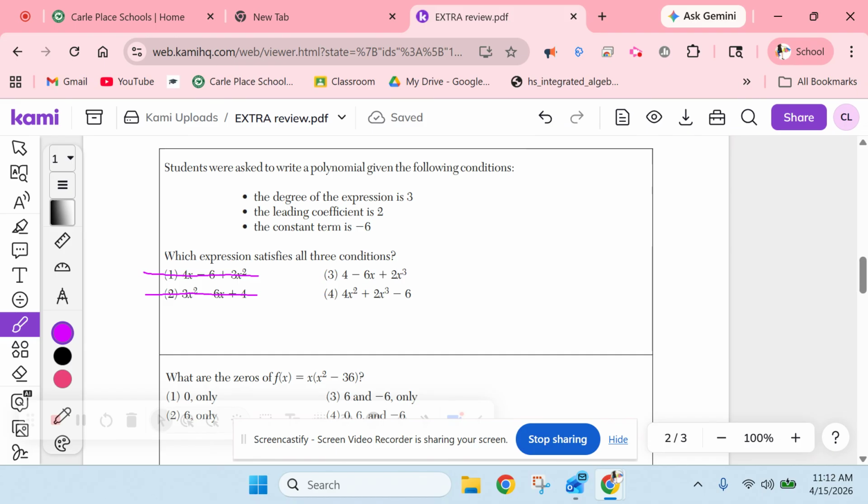Now, the leading coefficient is a 2, so this would be 2x cubed. This would also be 2x cubed, so that's not helping me. The constant term is a negative 6, so it's going to be choice 4.